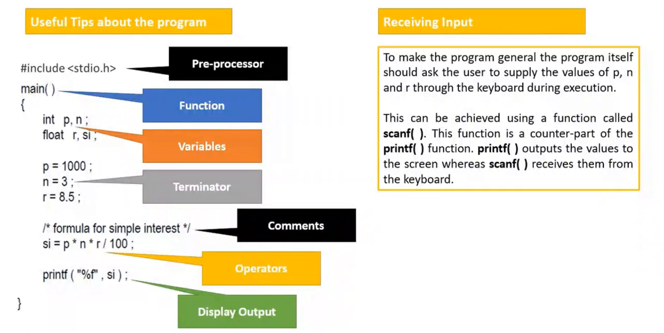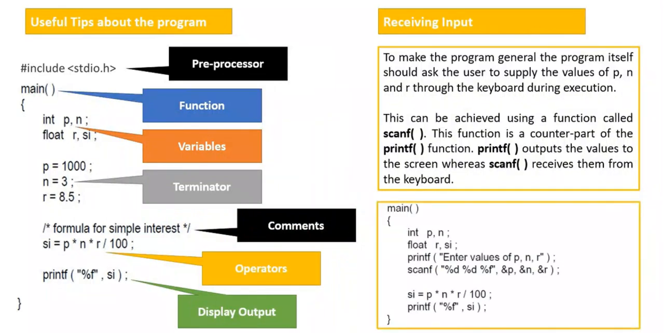Now using this scanf, you can see the modification in the code. The first printf outputs the message, that is, enter values of P, N and R on the screen. Here, we have not used any expression in printf, which means that using an expression in printf is optional. We can simply display a message also.